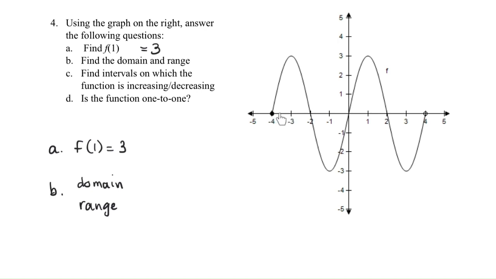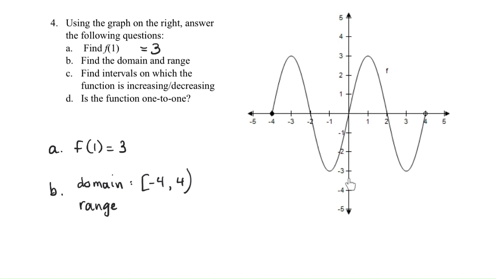All of these values from -4 to -3 to -2, all of these values are in the domain all the way up to +4, but since there's an open circle on +4, we're not going to include that. We are going to include -4 because it's a filled-in circle. So the domain would be -4 to +4 with a parenthesis around +4.